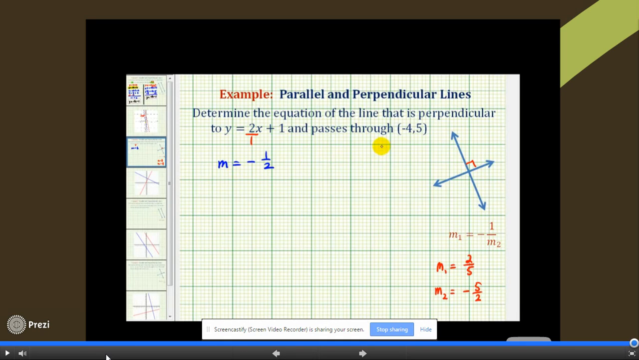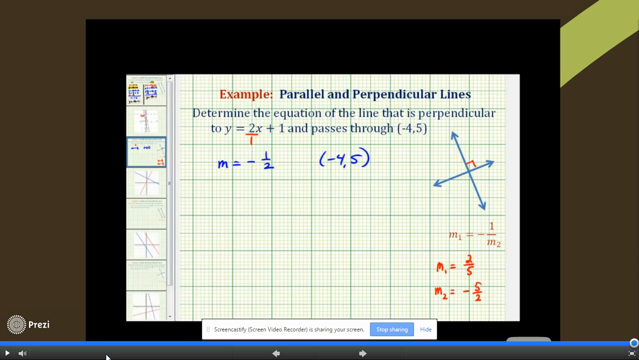And then we know our line also passes through the point negative 4, 5. Now to determine the equation of the line with the slope of negative 1/2 containing the point negative 4, 5, we can either use slope-intercept form or the point-slope form of the line. And I think for this video we'll show both.